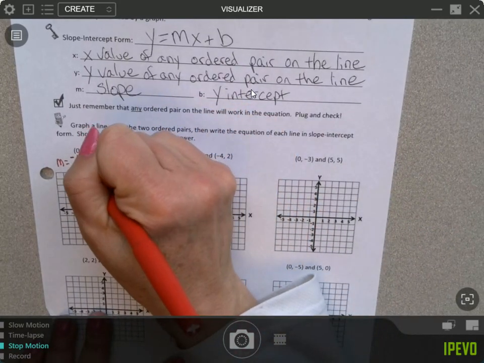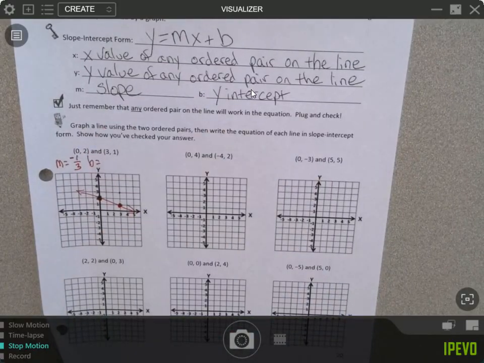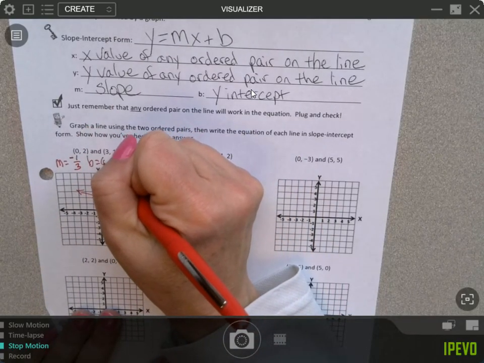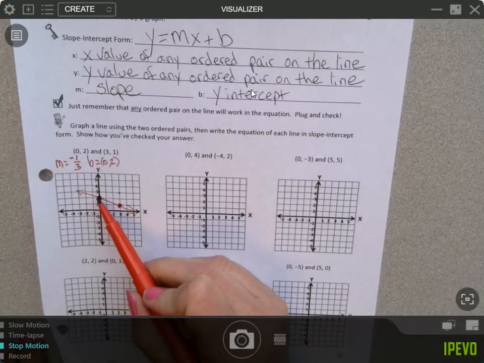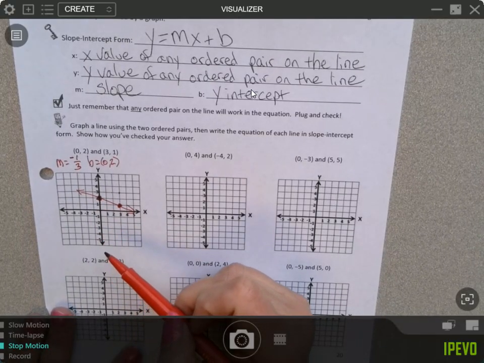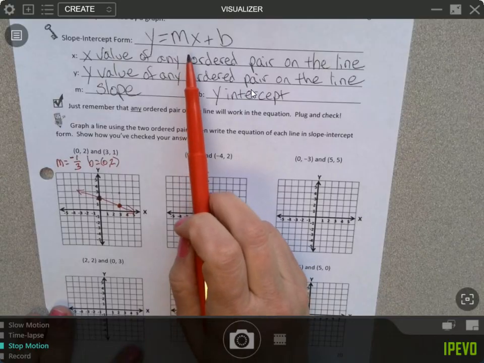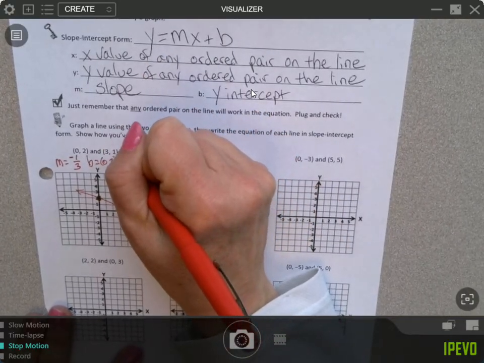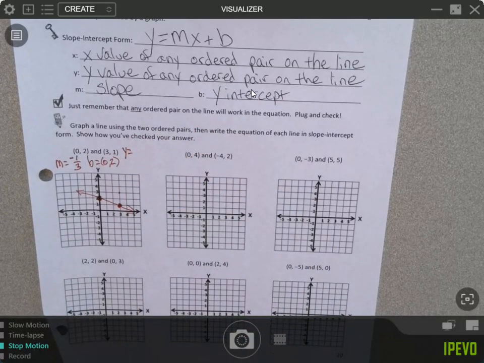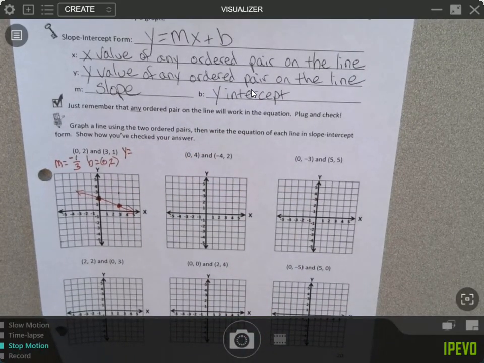What is my y-intercept? David? (0, 2). Because when the x is 0, y is 2. So now I need to put it into that slope-intercept form. So we always start with y equals, what should I put next? What do you think, Hadley?